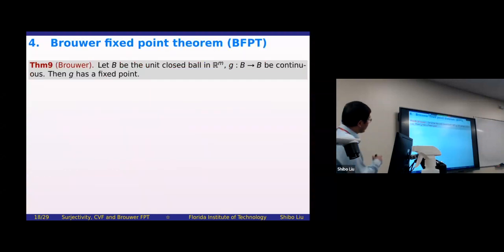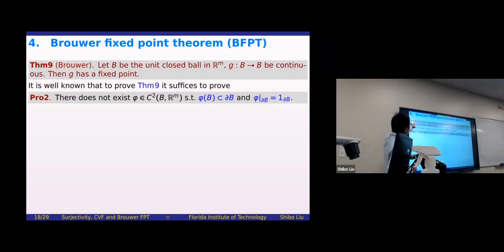Since time is short, I will skip the discussion about general domains. I only use the last page, which is about the Brouwer fixed point theorem. The Brouwer fixed point theorem says that any continuous map from a closed ball to itself has a fixed point, and it is essentially based on this proposition, which says that there is no C2 map from the ball whose range is contained in the sphere and whose restriction to the boundary is the identity map. Once this proposition is true, the Brouwer fixed point theorem is true.